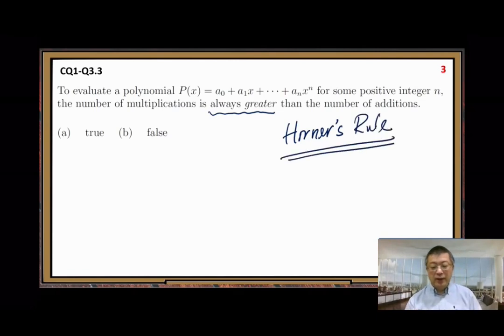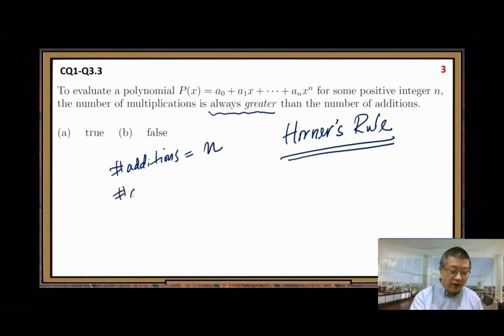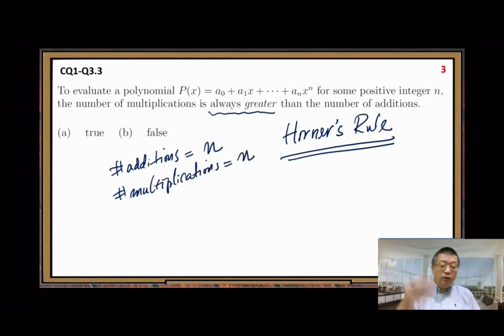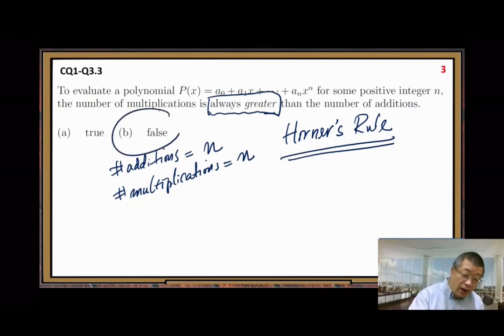You just apply the Horner's rule. The number of additions, we know that's n, right? The number of multiplications is also n, equal, the same. So "always greater" is not correct. So you know the answer is B, false.